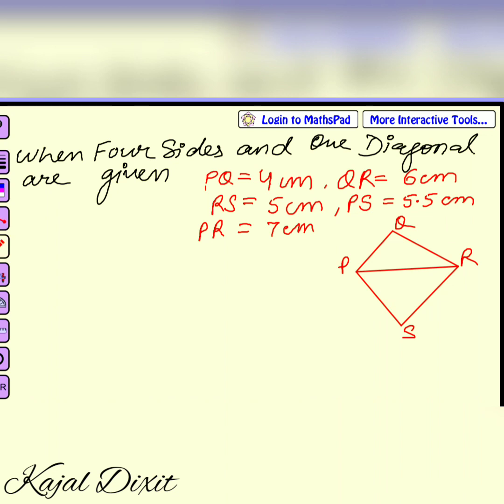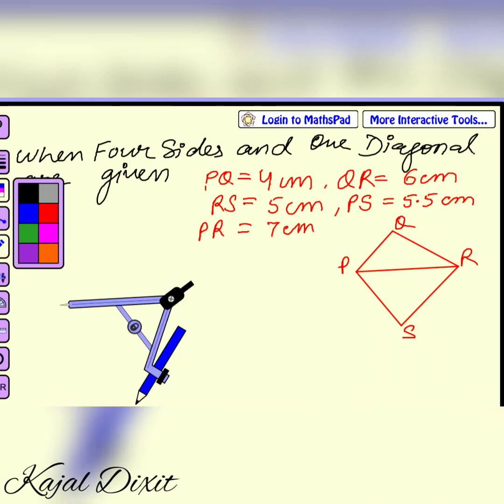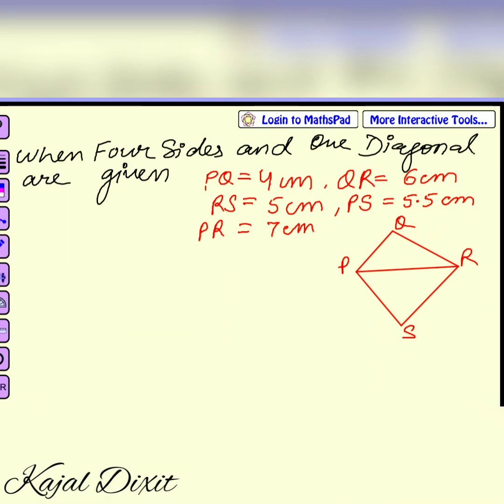Now what is given in the figure? I can see PQ is given as 4 centimeters, QR is given as 6 centimeters, RS is given as 5 centimeters, PS is given as 5.5 centimeters, and PR is given as 7 centimeters.